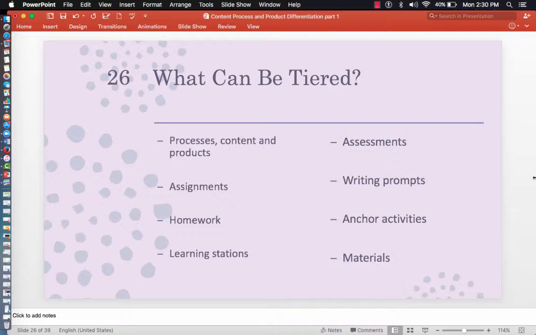So the question is, what kinds of things can we tier? We can tier the process or the content. We can give them more content, more expectations for understanding the content, for someone who knows more about the topic than we do with someone who is just learning the topic. So we're going to give the person who is just learning the basic information. And maybe for the next level, level 2, we're going to give them a little bit more. Level 3 is going to be a lot more. Different assignments can be tiered as well.